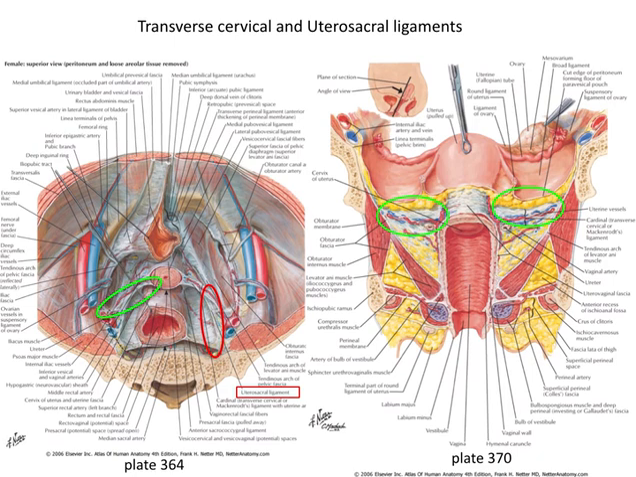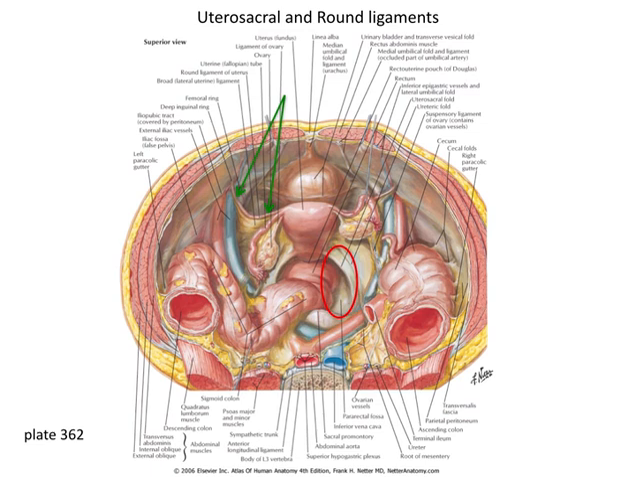It's important because within that transverse cervical ligament are the uterine artery and the ureter, and you can see that in plate 370. All right? So that's the importance of the transverse cervical ligament. The uterosacral ligament, as the name implies, is that parietal pelvic fascia extending from the sacrum to the uterus, and specifically to the cervix of the uterus. So you can see that highlighted by the red circle. A better image is this one here, where the red circle is showing the uterosacral ligament.